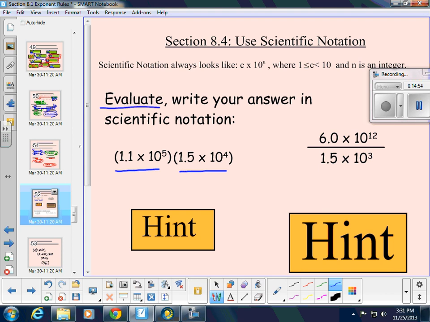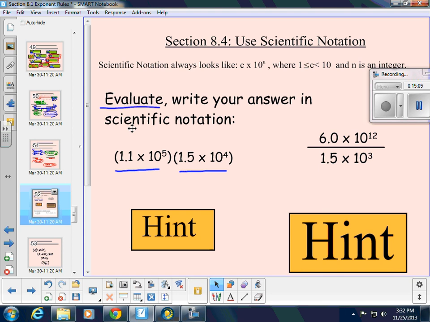Now you could use your calculator for this, but as you'll find out in the MCAs and maybe even tests in my class, we might not be able to use our calculator. So just like with the exponent rules, I want you to be able to simplify something like this without having to jump right to your calculator for help.